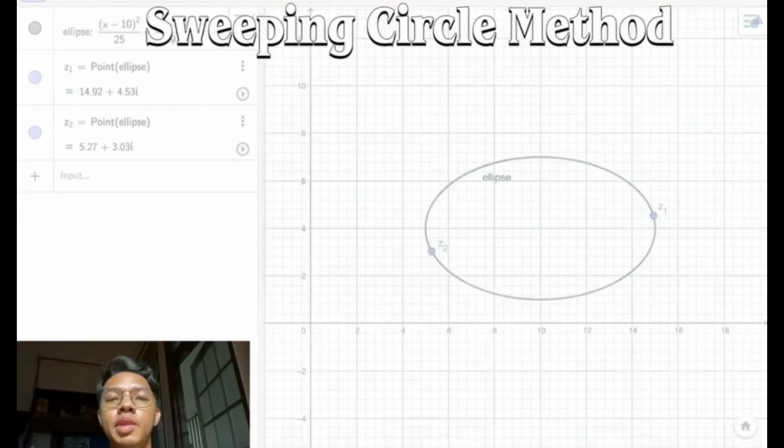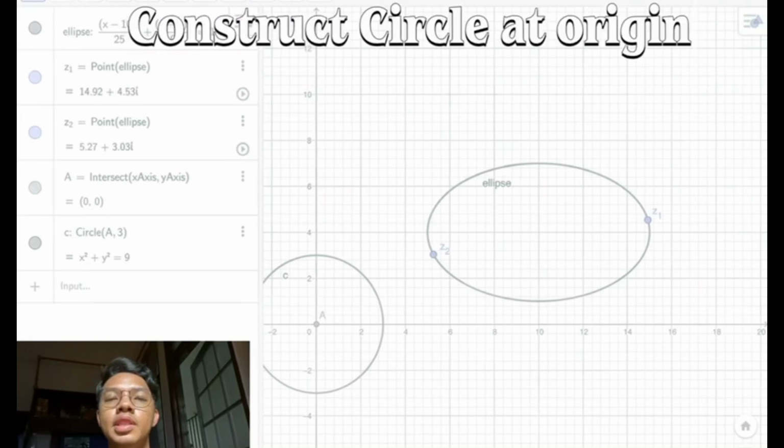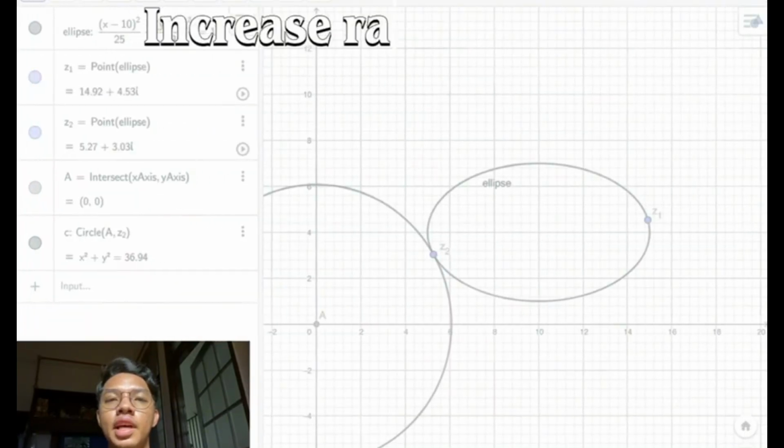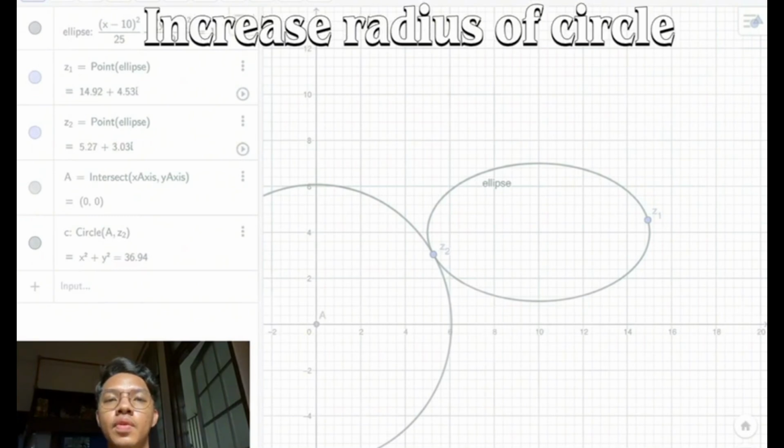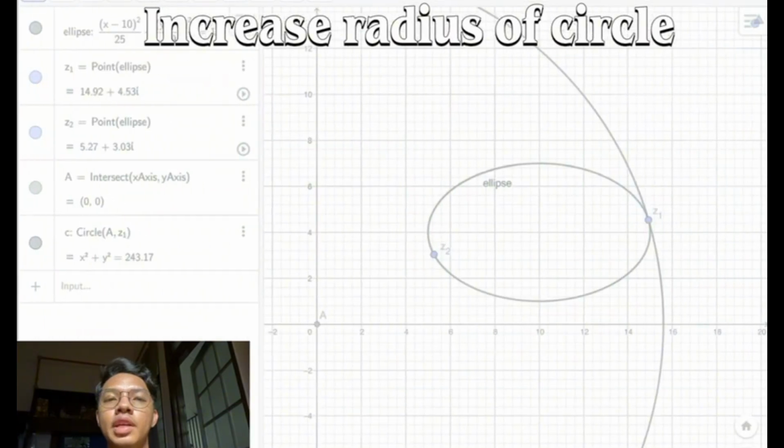For the proving of z minimum and z maximum for elliptical locus by using GeoGebra, first we need to construct our locus on GeoGebra. Then, by using the sweeping circle method, we construct a circle at center (0, 0). After that, we increase the radius of the circle until the circle intersects with our locus. The intersection point is z minimum, and if we increase the radius more until the circle covers all the locus, the intersection point is the z maximum.